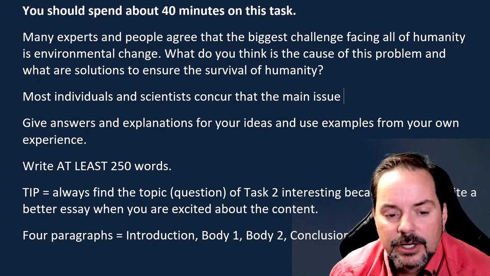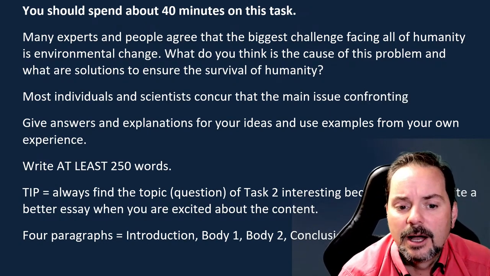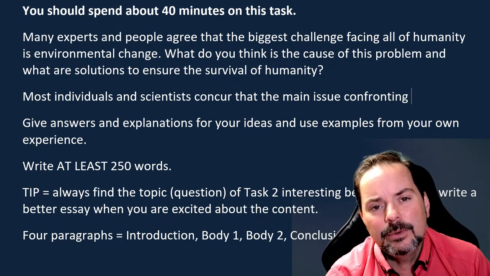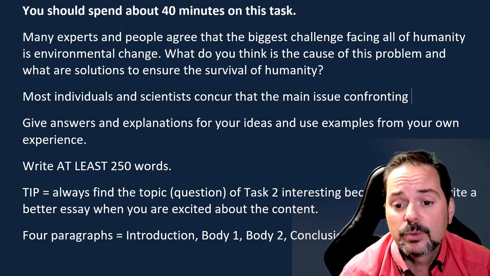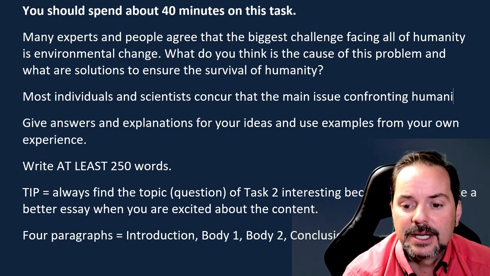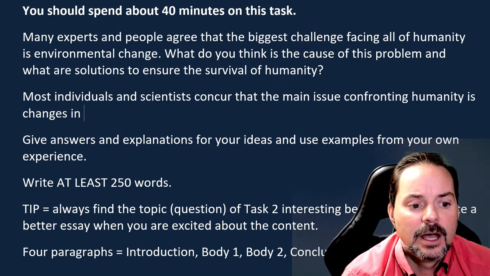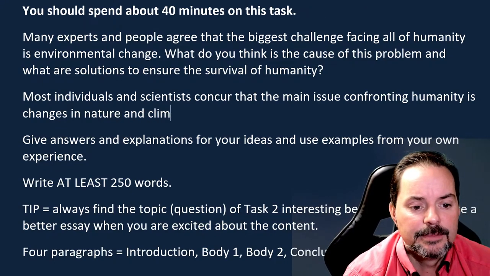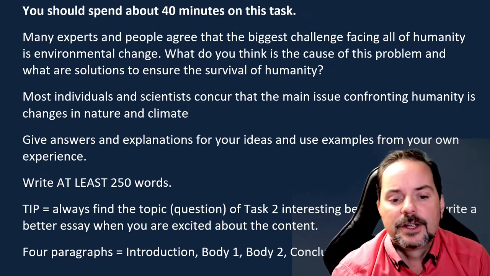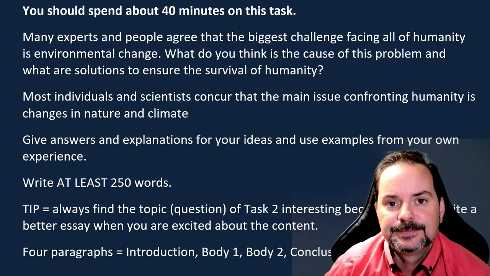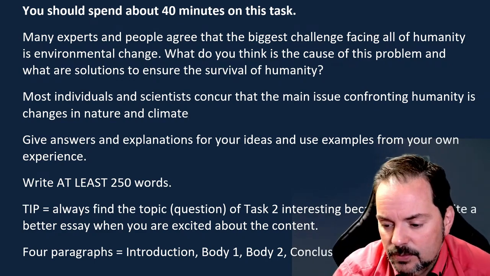Nichtab, I can't read the Cyrillic there, confront. That the main issue confronting people. I would stick with humanity here because we're looking at humans as a race. Okay, so confronting humanity. This is the one word I would keep from the original. Humanity is changes in nature and climate, right? Which is kind of a part of nature, but I'm pulling that out a bit. So confronting humanity is changes in nature and climate. Okay. And we could paraphrase the word changes as well.